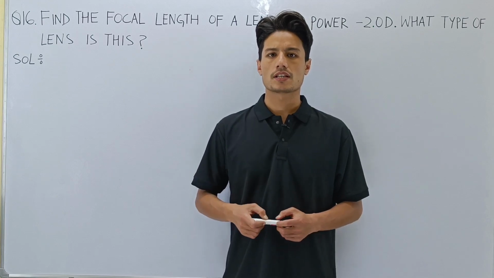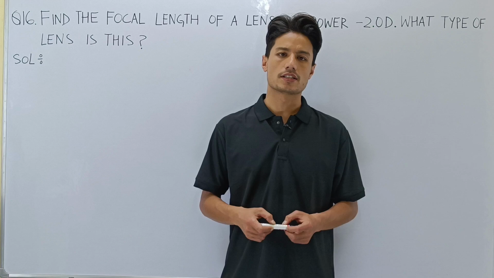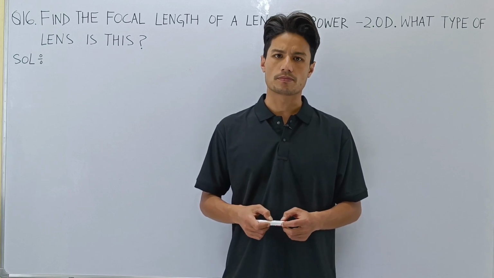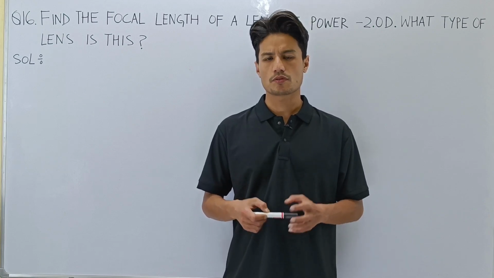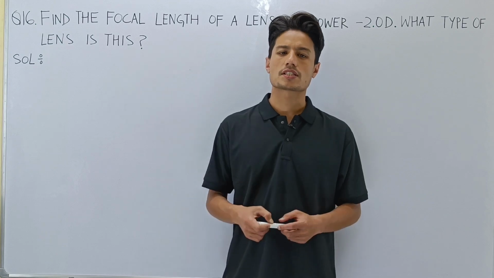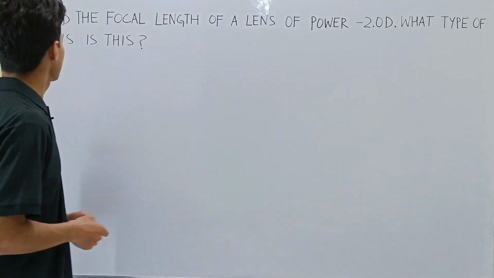I will be discussing the exercise questions, question number 16 and question number 17. So it's a very simple problem. Power of lens, you have only one formula. So if you know the formula, the calculation is very easy. So let's start the video and let's calculate this question together. So let us first read the question.